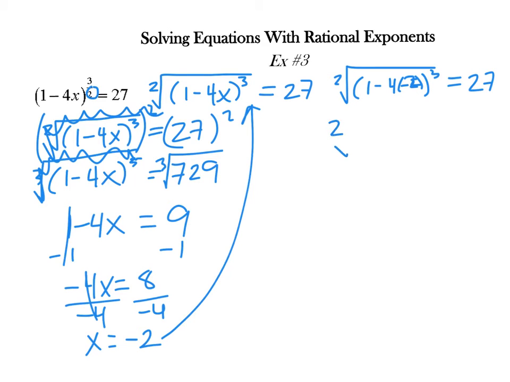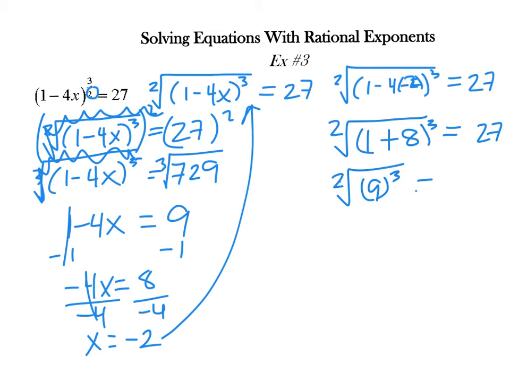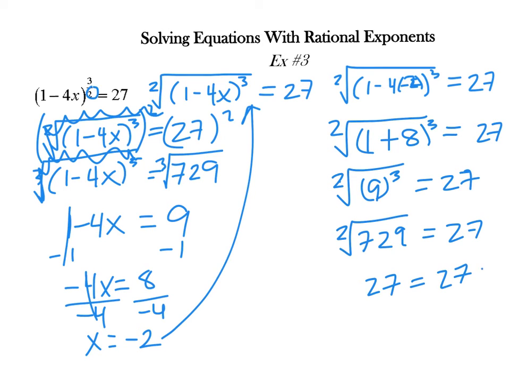So I have the square root of 1 plus 8 to the third power equals 27. 1 plus 8 is 9, so I have the square root of 9 to the third power equals 27. 9 to the third power is 729, so I'm looking for the square root of 729. And the square root of 729 comes down to actually 27. So 27 equals 27. We have a solution at x equals negative 2.